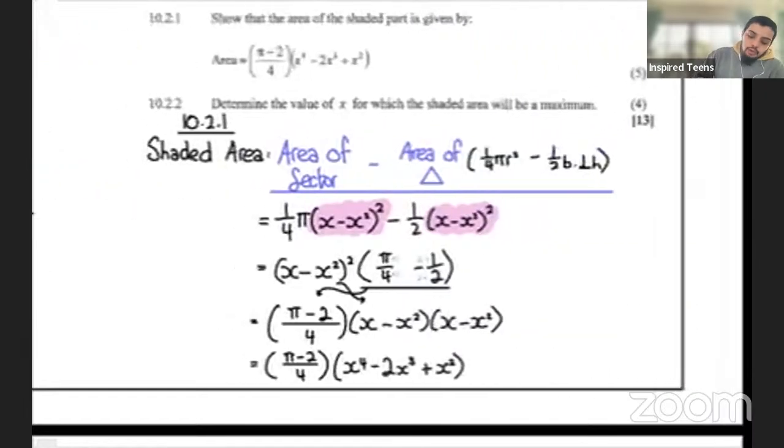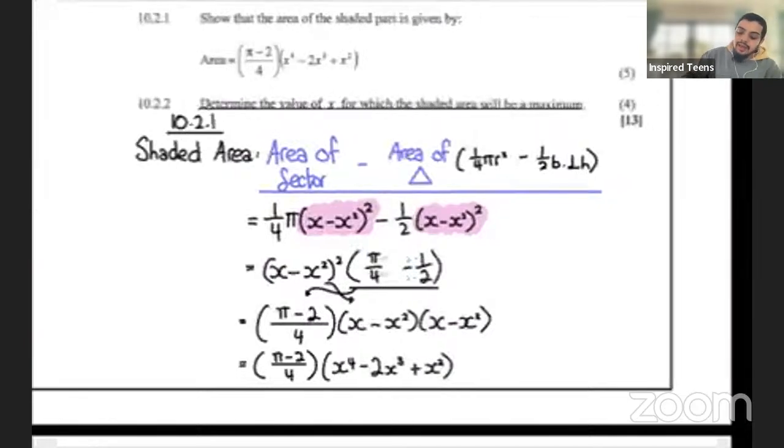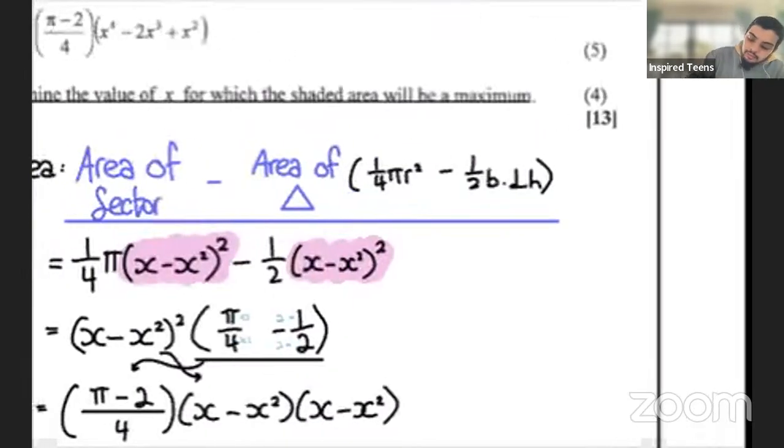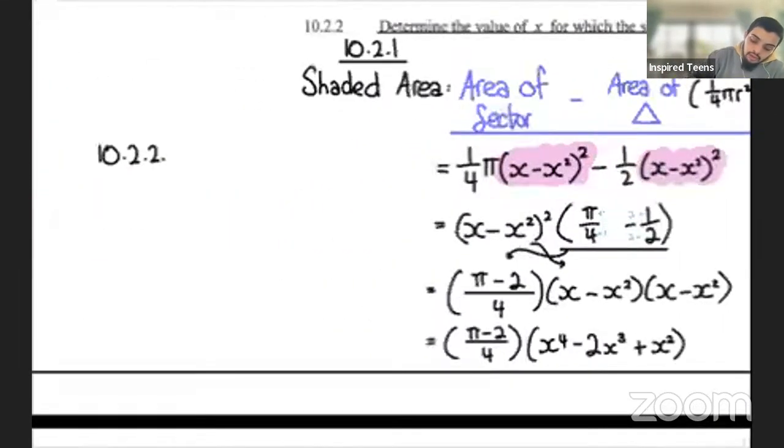What does 10.2.2 say? It says determine the x value for which the shaded area will be maximum. Now, remember, maximum. What do we know about maximum? Before we even think anything else, like, oh, maximum, derive and equate to 0. Want to find the maximum shaded area? The formula for shaded area, derive it and equate it to 0. So now I know the formula for shaded area. It's this guy.